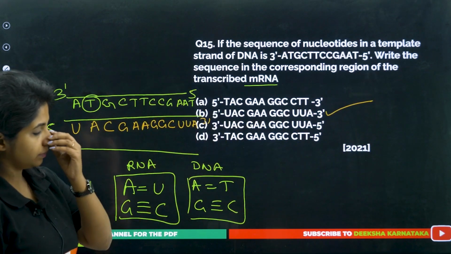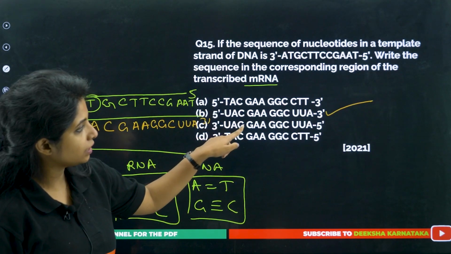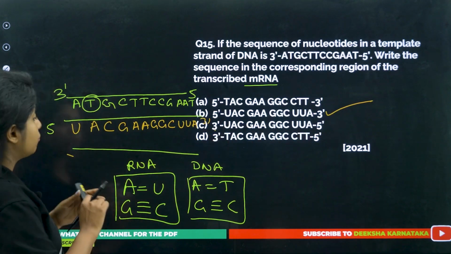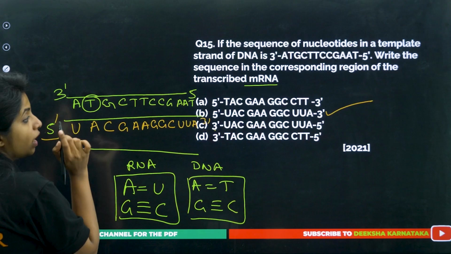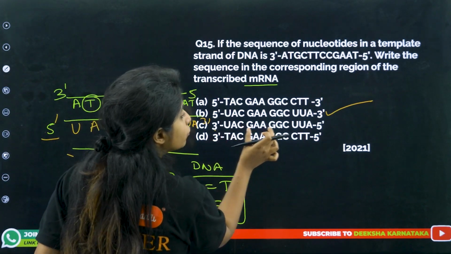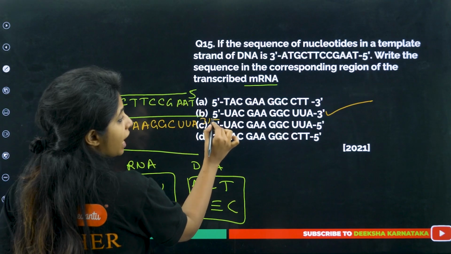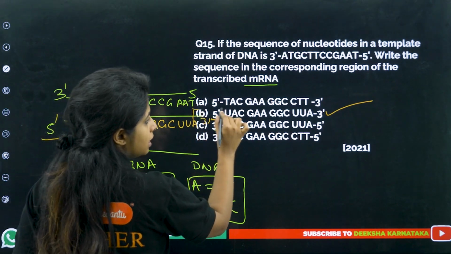So why is this wrong, my dear children? Because it is 3' to 5' direction, but mRNA will be formed in 5' to 3' direction. You have to look for details. If you go looking for answers like this, it is also the same, but the polarity mentioned here is different. So this is the answer, my dear children.